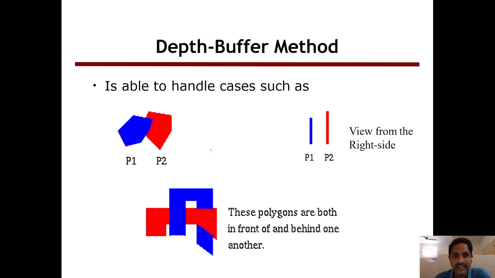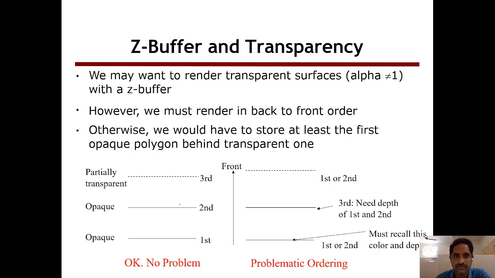So it is able to handle cases such as this, where P1 and P2 are in front of each other, and the line is P1 P2. So these polygons are both inflated behind one another. So we may want to render transparent surfaces with the depth buffer. However, we must render in back to front order. Otherwise, we would have to store at least the first opaque polygon behind the transparent one.